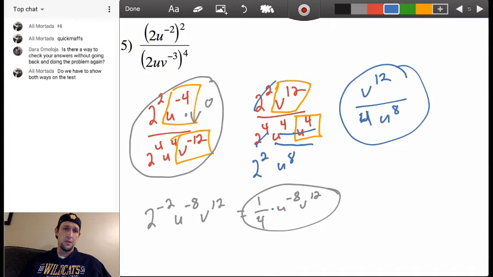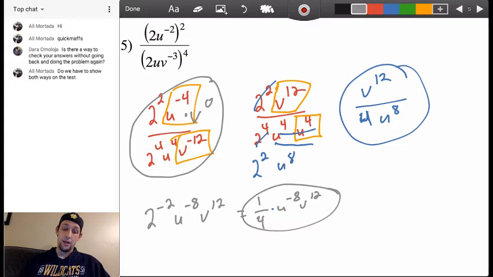Ali asked a good question too. Do we have to show both ways on the test? So there will be at least one problem, maybe just one problem, like on this review here, where I make you show both ways. So yes, you do need to be able to put it in either format. Now that doesn't mean that you have to actually do it both ways though.